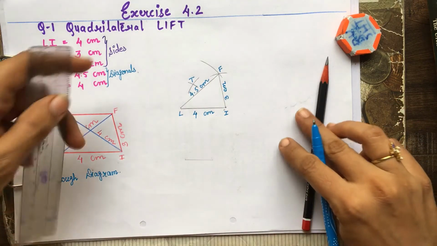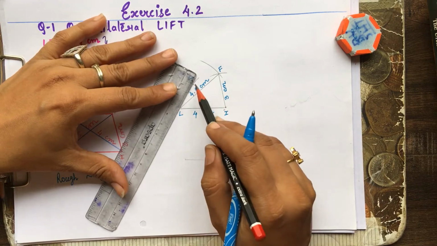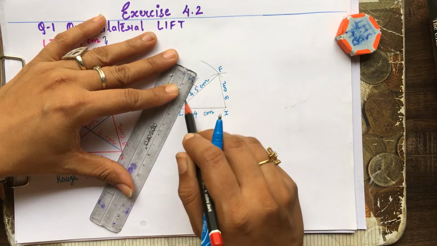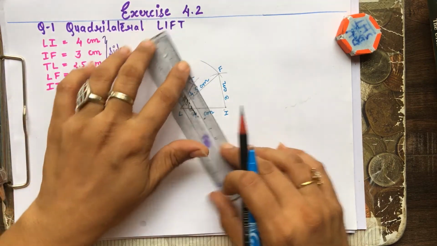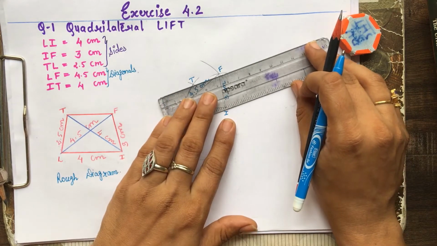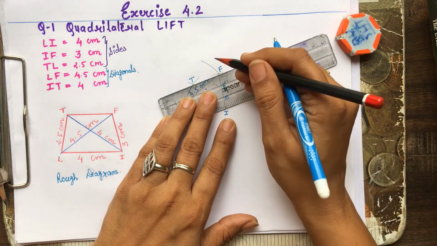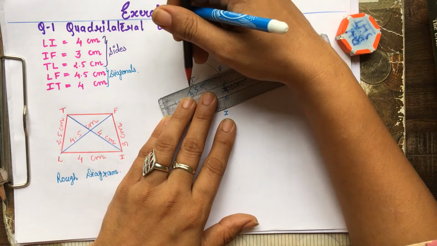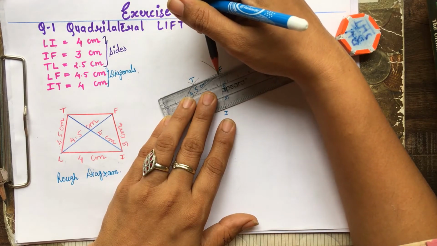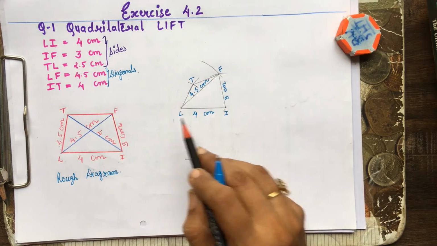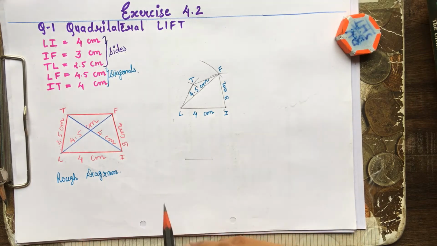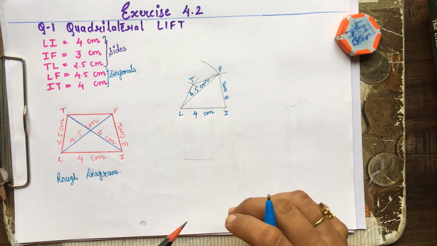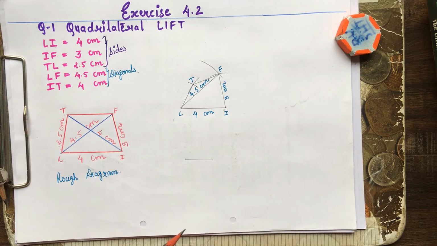So now next step is join LT and FT. So this LIFT is the required quadrilateral with the given dimensions.